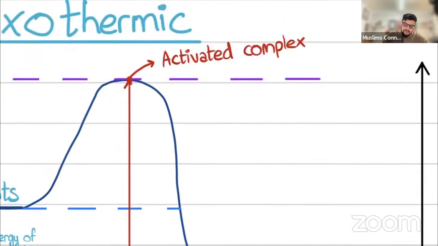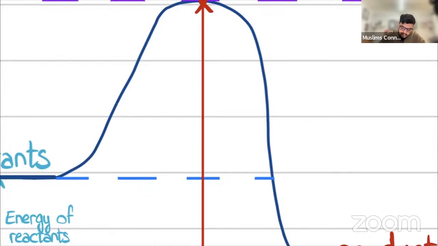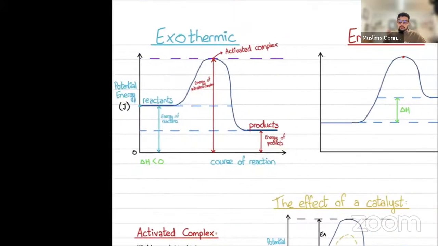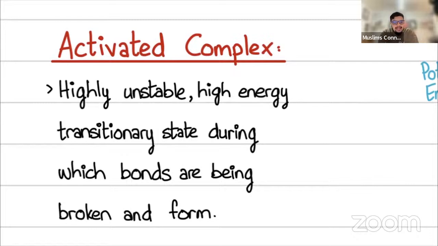Some of you may be saying that this is the activation energy, but it's not. This is actually the energy of the activated complex. So let's define the activated complex quickly. An activated complex is a highly unstable, high energy transitionary state during which bonds are being broken and formed.